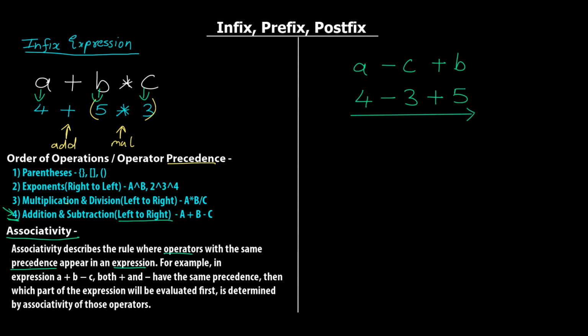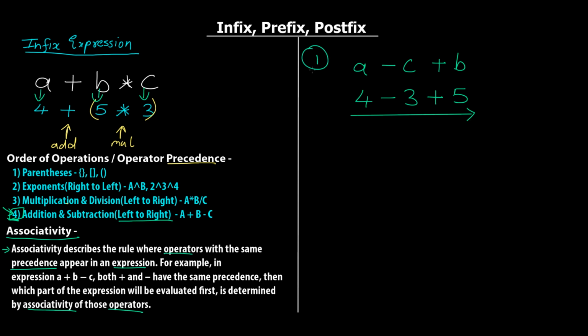But why do we have this? According to the definition, associativity describes the rule where operators with the same precedence appear in an expression. For example, in the expression a plus b minus c, both plus and minus have the same precedence, right? So they are at precedence 4. Both of them have the same precedence value. So in that case, which part of the expression will be evaluated first is determined by the associativity of those operators. And in this case, the associativity is from left to right.